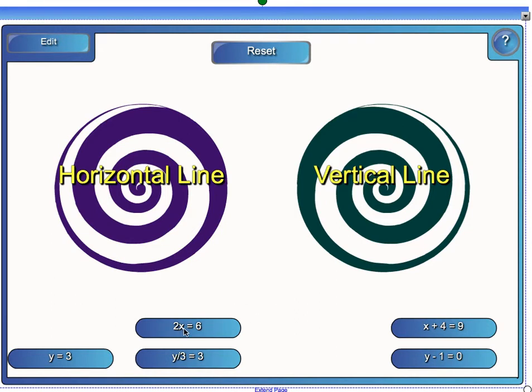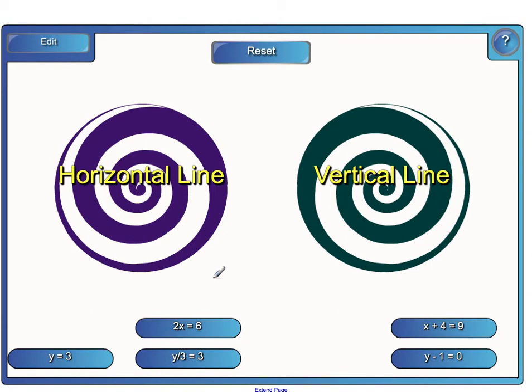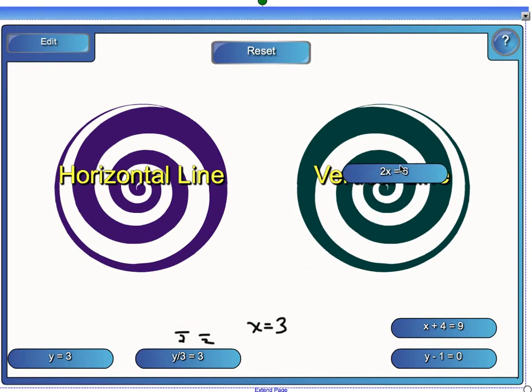This is 2x is equal to 6. So I have to say x is equal to 3. Like I have to simplify it, like I'm dividing both sides by 3. So I know that that is also a vertical line because it has to cross the x-axis.